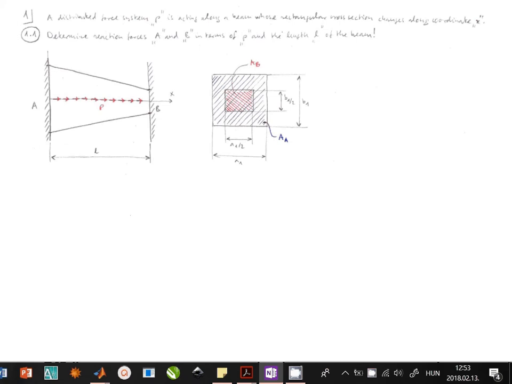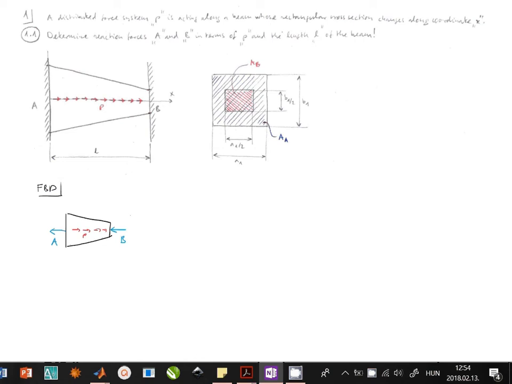So from statics, if we draw the free body diagram, we can write equilibrium equations for the unknown constraint forces. So this is the free body diagram, and we have to replace the constraints with unknown forces, so we have to put A and B at the two ends, and along the length we have this distributed force system P.